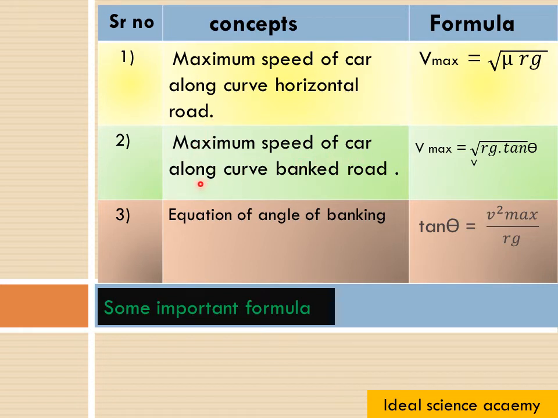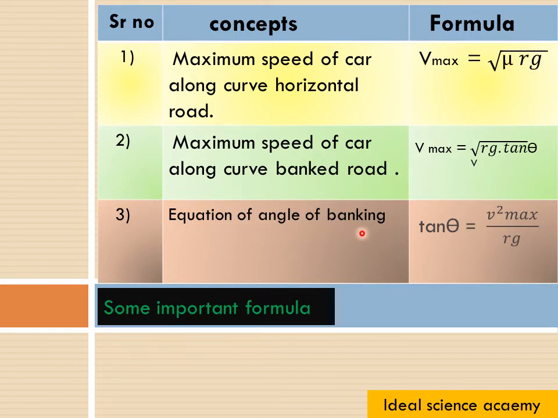Maximum speed of a car along a curved banked road. Vmax is equal to under root r g tan theta, where r means radius, g means acceleration due to gravity, and theta means angle of banking. So the maximum speed of a car along a curved banked road is given by Vmax equals under root r g tan theta, and along a curved horizontal road, Vmax equals under root mu r g.